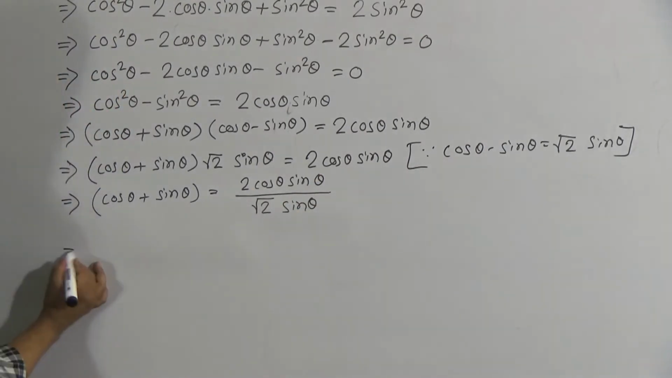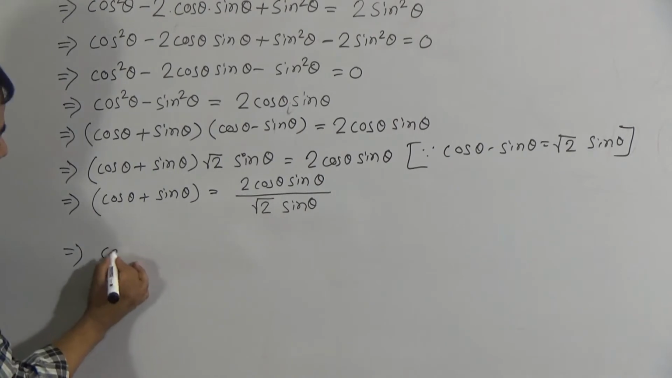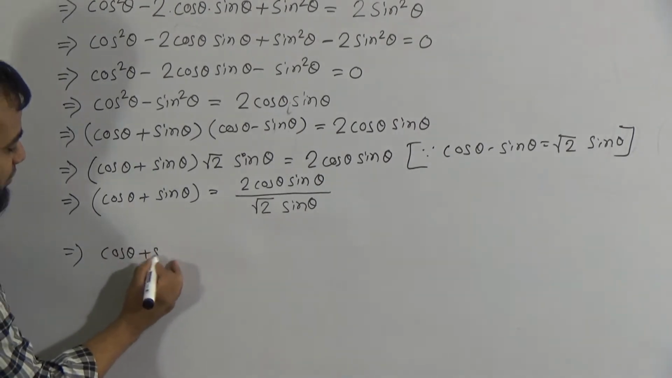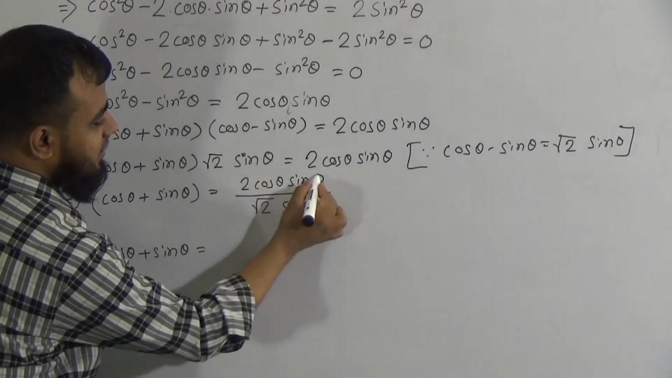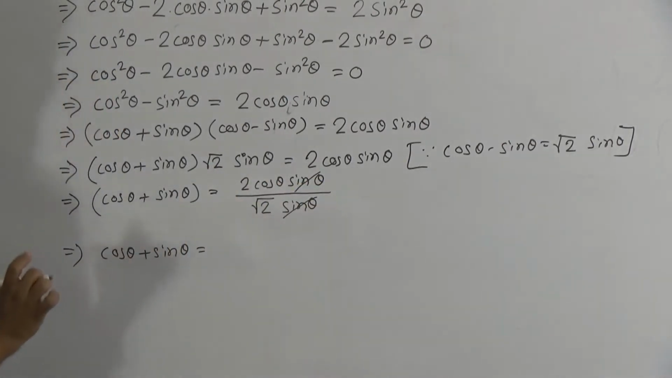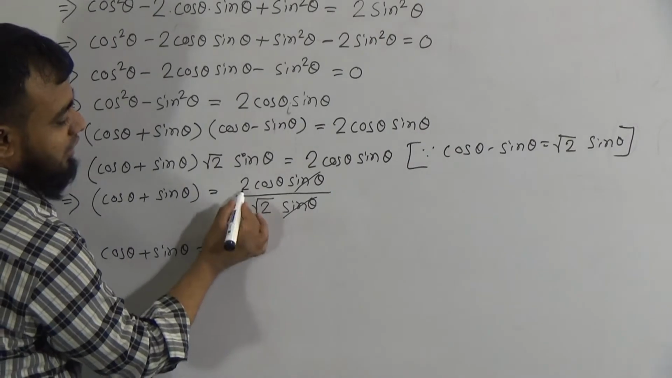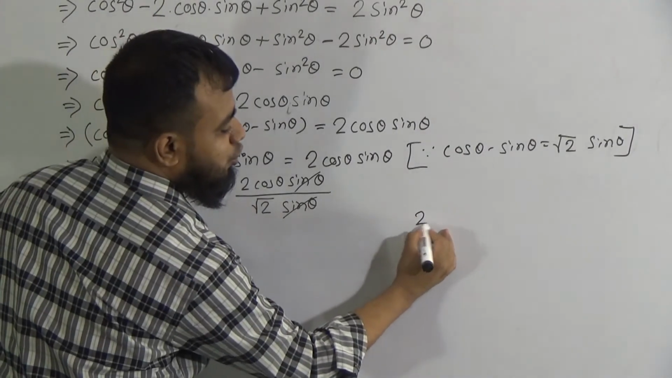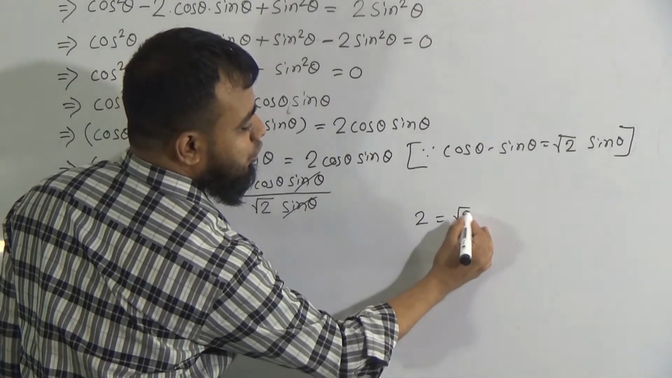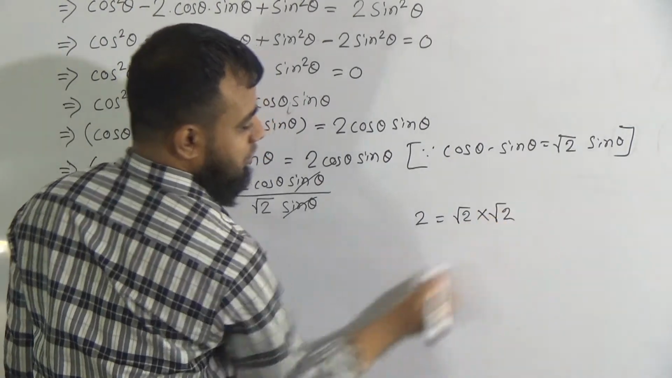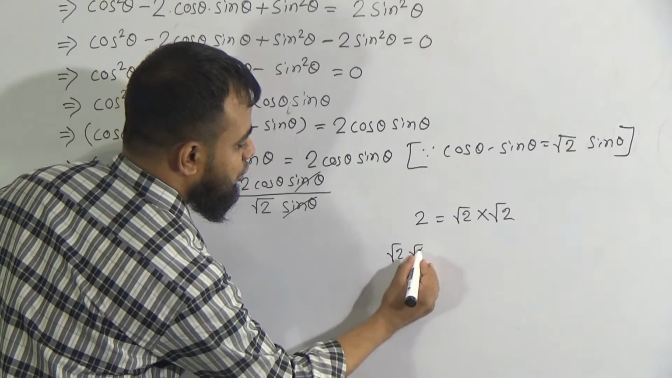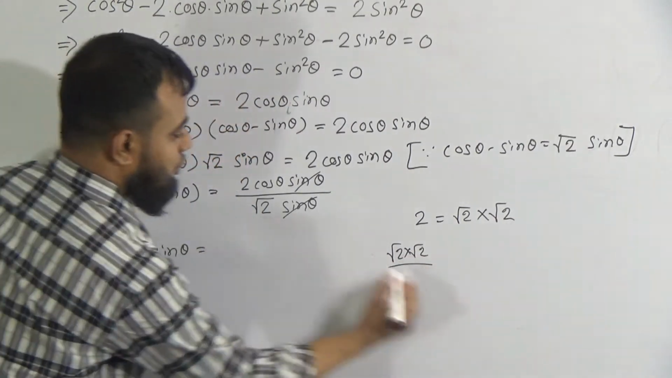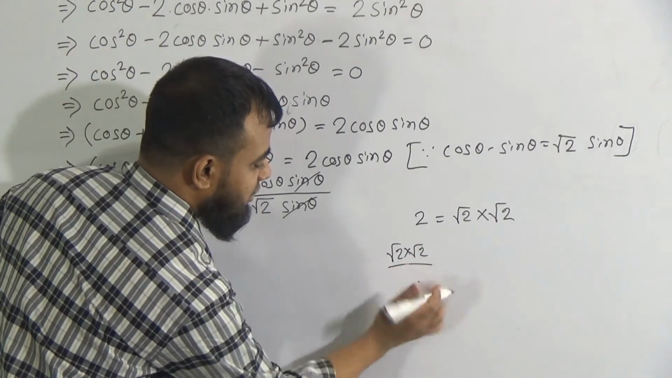Okay, now it's a simple division my dear students. The left side is cos theta plus sin theta, that's equal to what? This sin theta and this sin theta will be omitted, and students, root 2 and 2 we do roughly here. 2 means what? 2 is equal to root 2 multiplied with root 2. So this expression is what? 2 means root 2 root 2. Okay, and we have root 2 as our denominator.